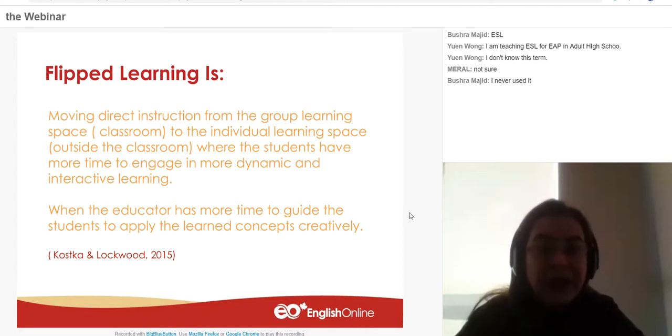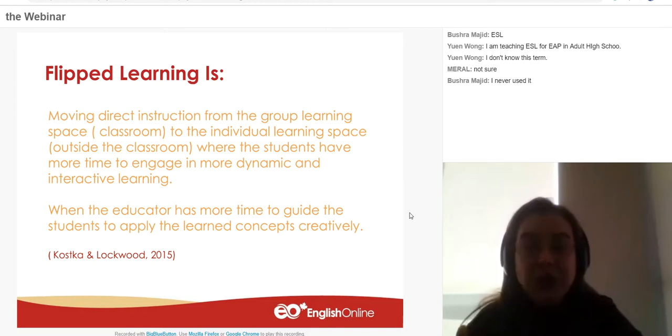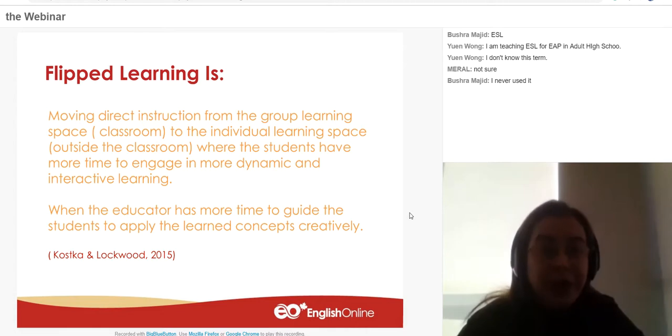For Kafka and Lockwood, it means moving direct instruction from the group learning space, which is the classroom, to the individual learning space outside of the classroom. What does that mean? It means that there are 2 very important parts to the flipped learning. One of them is what you do outside of the classroom, and what you do inside of the classroom.